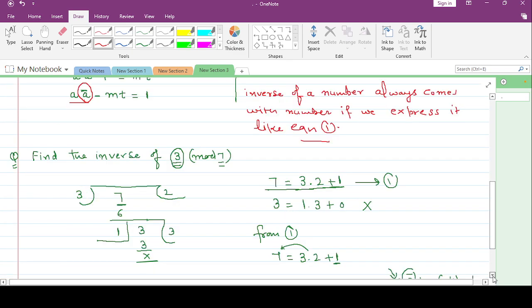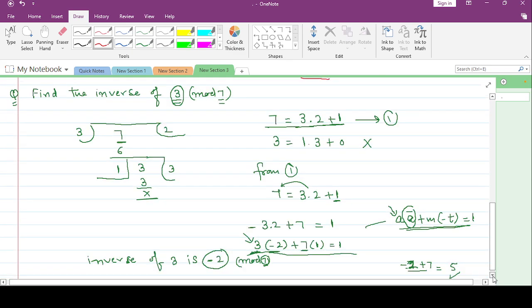Now suppose that we want to find the inverse of 3, this number 3, under modulo 7. You see that out of these two, numbers 3 and 7, which one is bigger? 7 is bigger, so divide 7 by 3, applying the Euclidean algorithm. So 3 into 2, what is it? 6. So 7 minus 6 is what? It is 1. Your previous divisor now becomes the dividend. So 1 into 3 is what? It is 3. So the remainder here is 0.